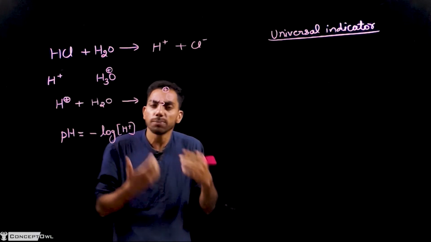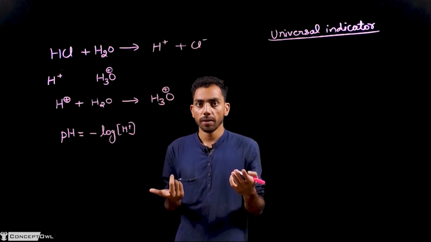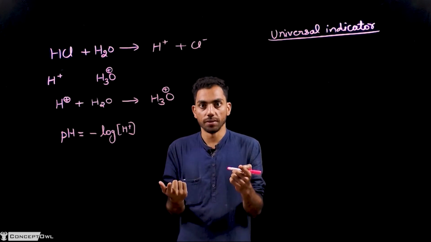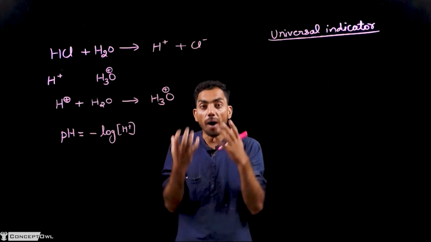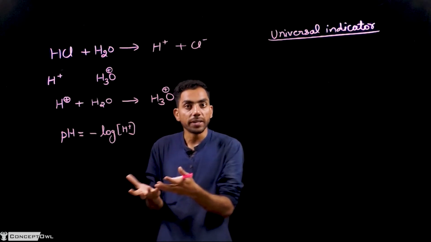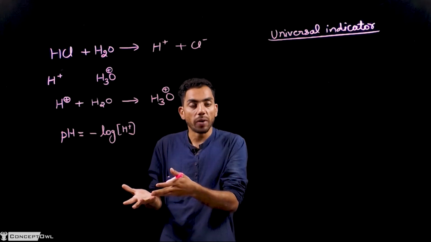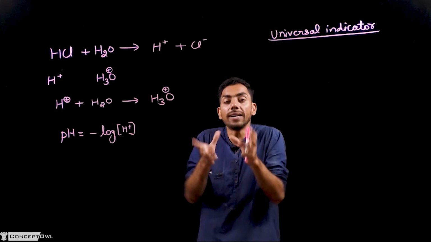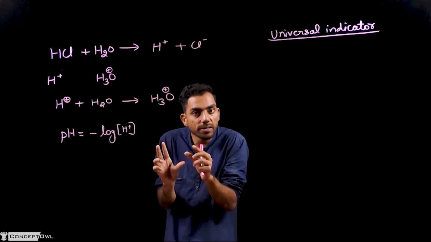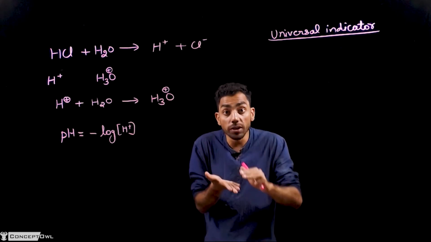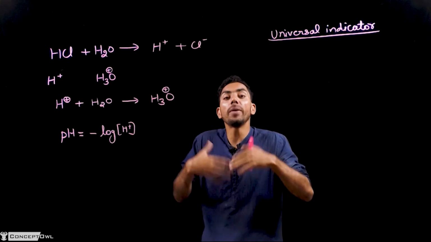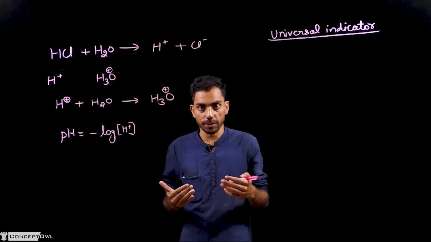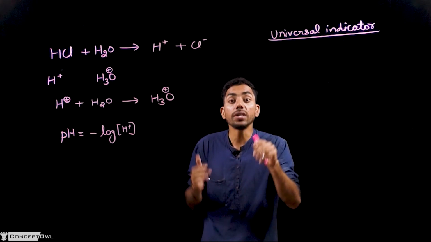So what does it mean by H positive ion concentration? What is concentration? Concentration is the amount of a particular thing. So if I am saying concentration of H positive ion, that means amount of H positive ion in the solution, not directly amount. Concentration actually means number of H positive ions per unit volume. How many H positive ions are present per unit volume, that is known as concentration. Understood?